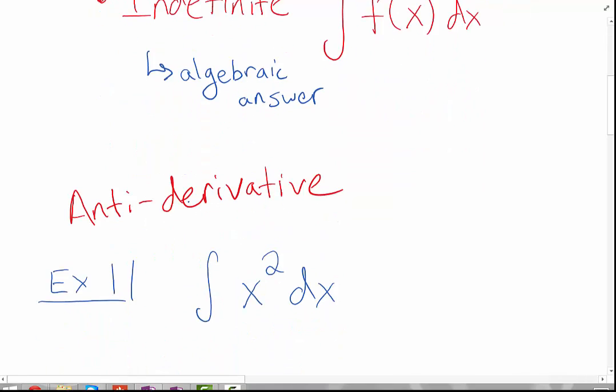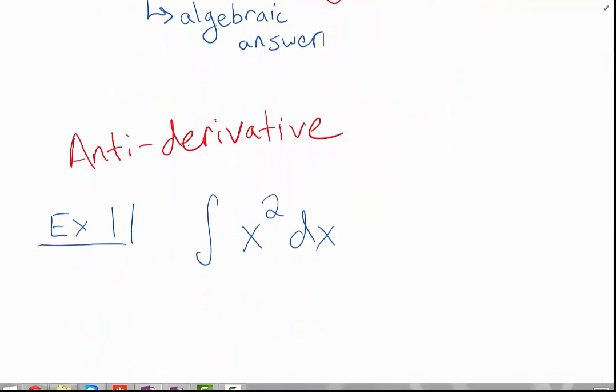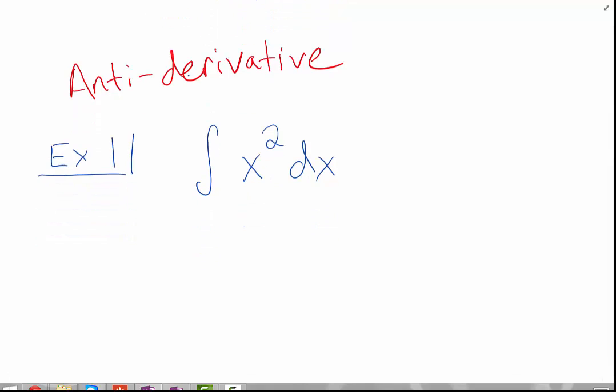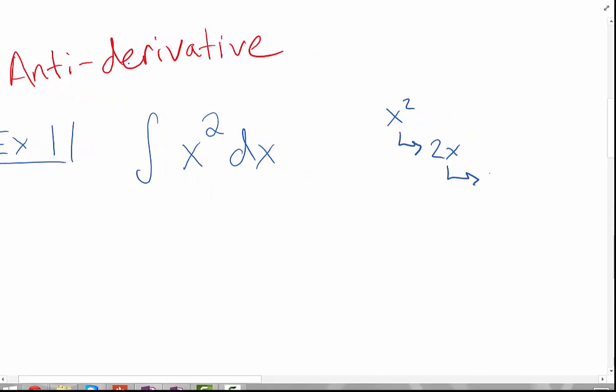So we're going to do a couple examples here. First we're just going to be talking about what an antiderivative is and kind of thinking about it. What I want you guys to think about is, if we started off with x squared, we can go down the derivative ladder. The derivative would be 2x. The second derivative would be 2. After that, the derivative would be 0, and that's the end of it. If you kept taking derivatives, it would be 0.